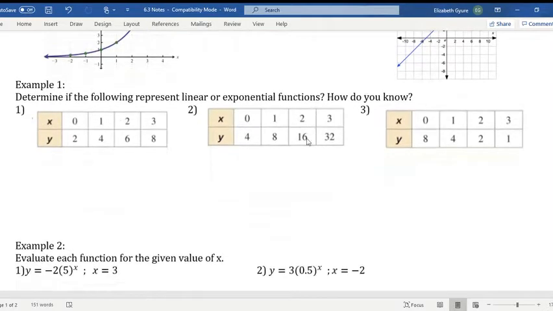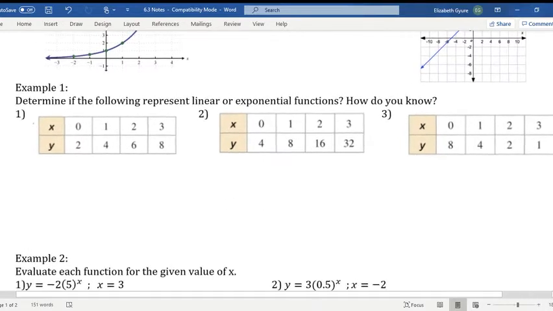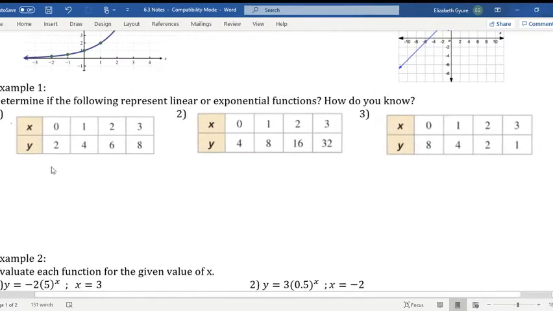So what we're going to do is practice deciding whether something is a linear function or not based on a table. We're going to look at our x values, see how they change each time, and look at your y values, see how they change each time. So if you take a look at number 1 here, our x's are 0, 1, 2, and 3, and our y's are 2, 4, 6, and 8.